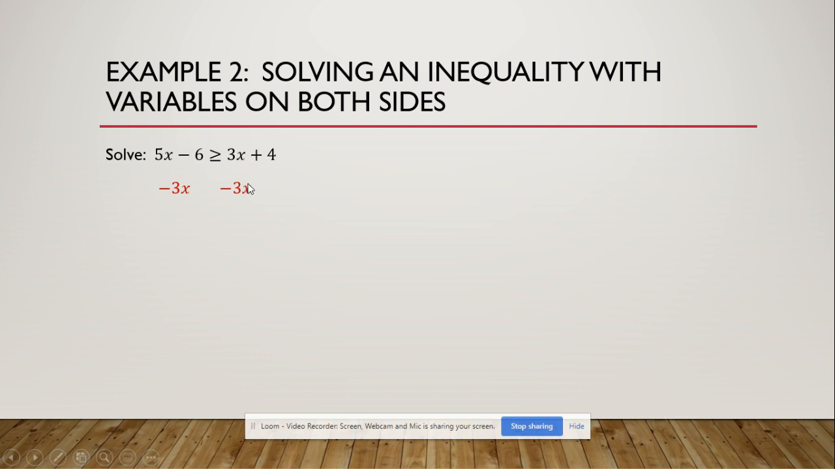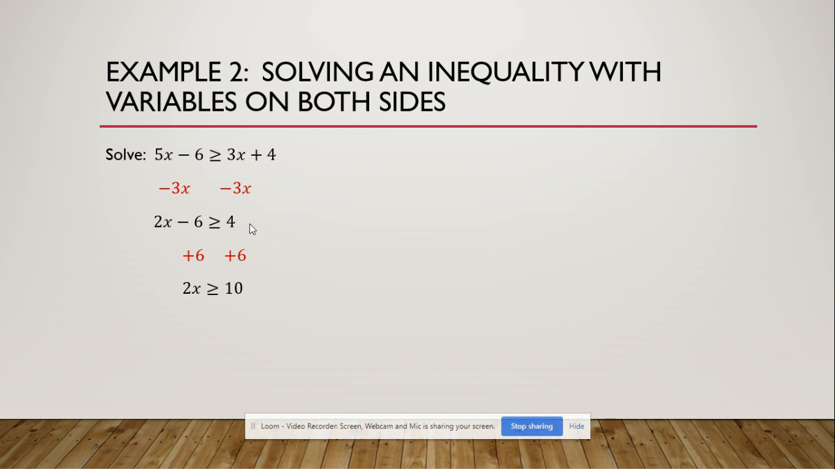So 3x minus 3x is just going to be 0. We've eliminated it from the right side, so now we only have an x over here on the left. 5x minus 3x is just 2x. We brought down the negative 6, and we brought down the 4. Now, we're going to be doing opposite of PEMDAS, just like I said. So we're going to take that minus 6, add a 6 to both sides. Negative 6 plus 6 is 0. 4 plus 6 is 10.